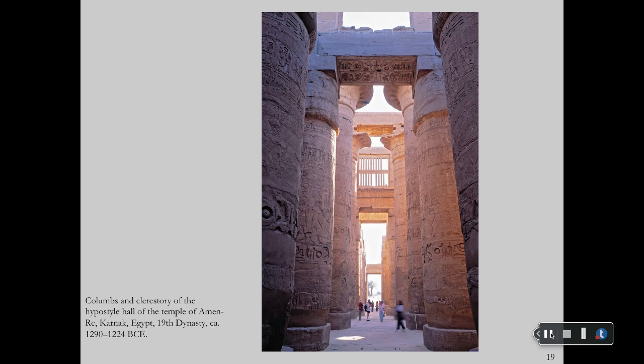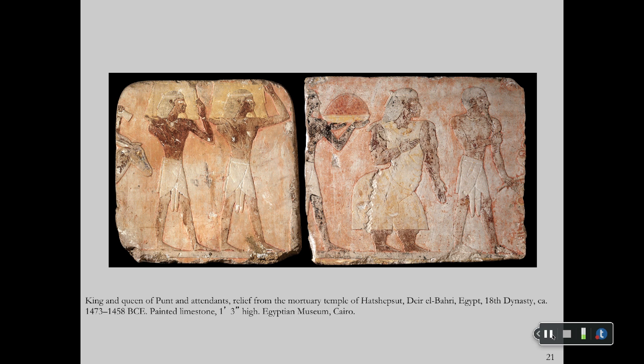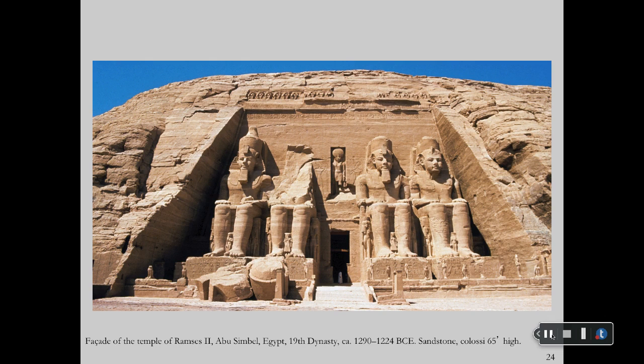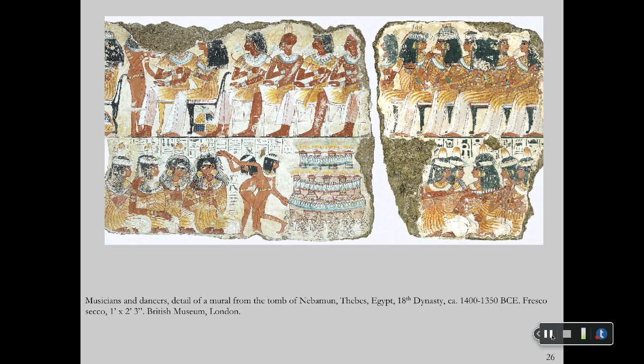Columns and clerestory of the hypostyle hall of Amun-Re. New Kingdom Pharaoh Hatshepsut is the first great female monarch recorded. She built the largest mortuary temple at Deir el-Bahri. Hatshepsut's daughter Neferure from Thebes, Egypt. Pillars shaped as male figures, called Atlantids, in Ramses' temple.